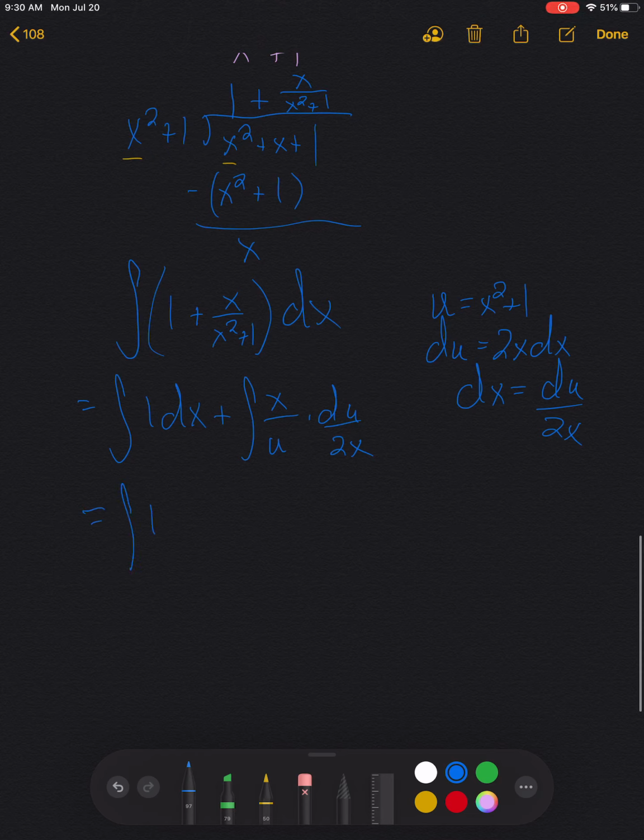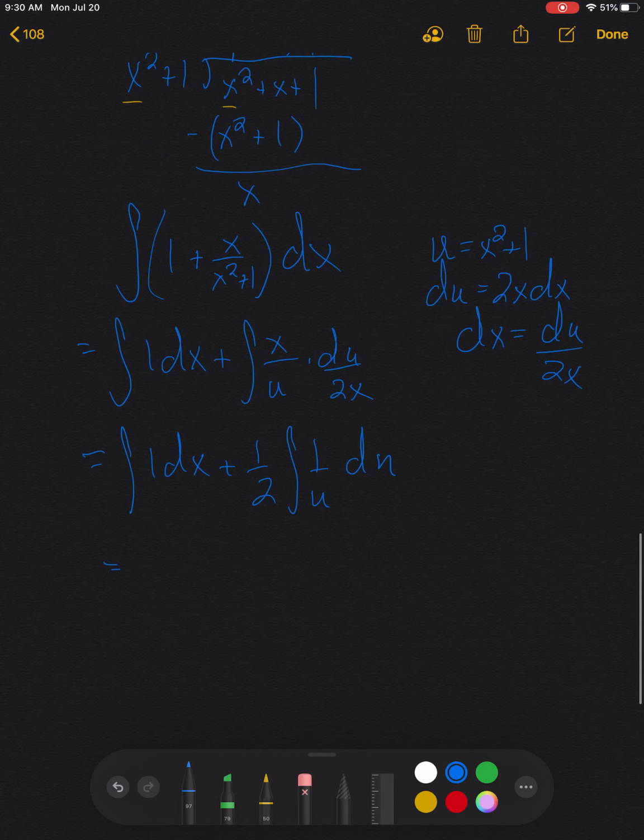So one more step to rewrite that second integral. We'll pull out the 1/2. The x's are going to cancel, and we'd be left with 1 over u du. Okay, so the integral of 1 dx, that's just x plus 1/2 times natural log absolute value of u plus c.